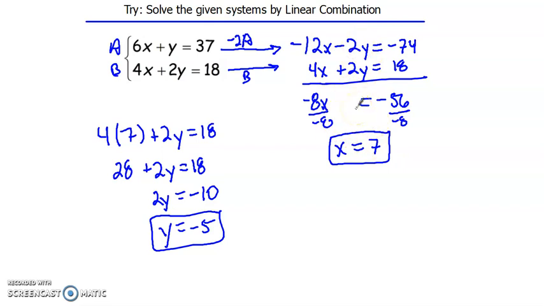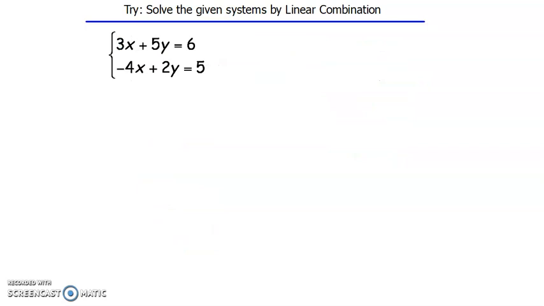I hope that helps you solve systems by elimination. I'm thinking that maybe we can look at one more example if we have time here. So let's take a look at this one here. Now this one's a little more difficult. Our variables are lined up, but our coefficients don't line up as well. 3 and 4 and 5 and 2, right?